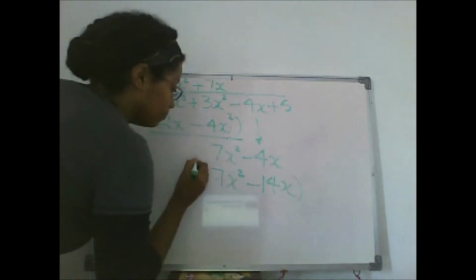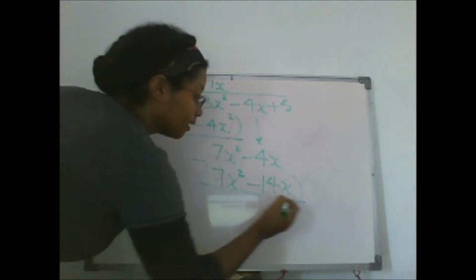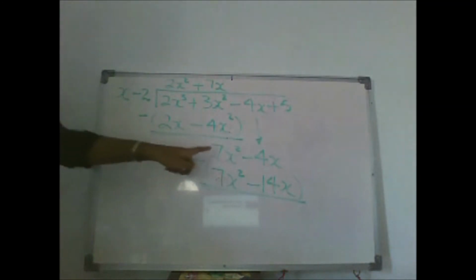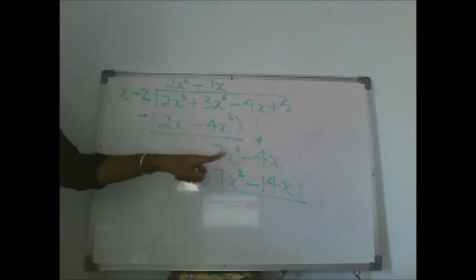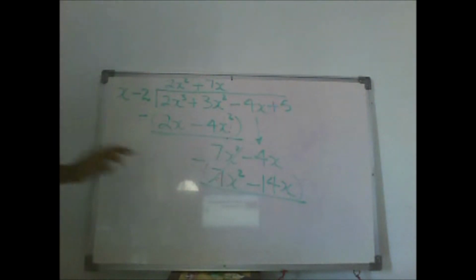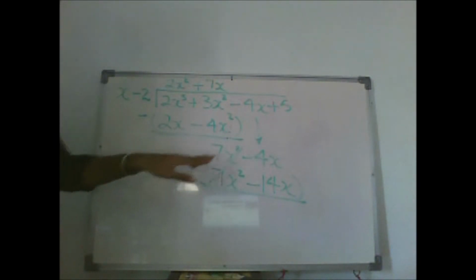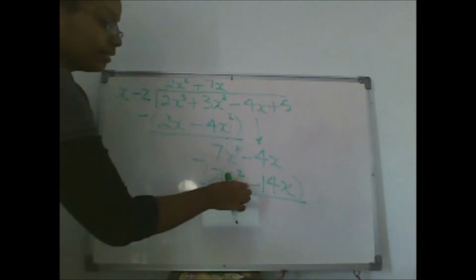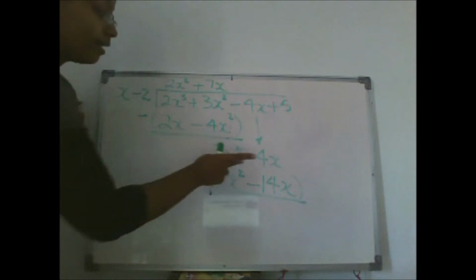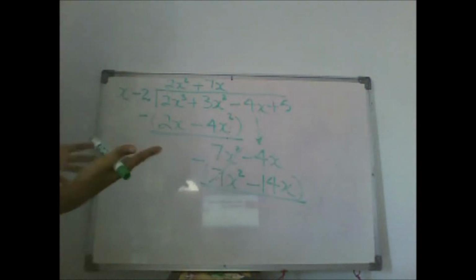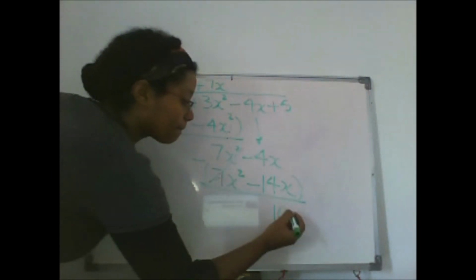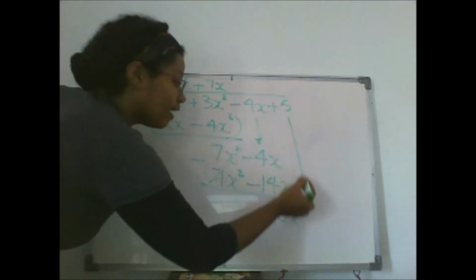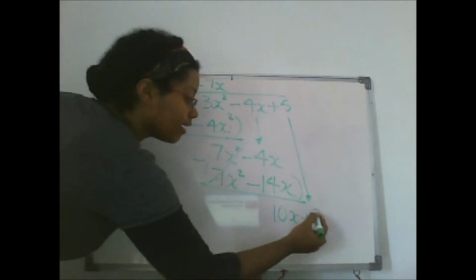We're going to carefully subtract. So 7x squared minus 7x squared gives us 0. And here we have negative 4x minus a negative 14x, and that gives us 10x, because a negative and a negative becomes a positive. So this is saying negative 4 plus 14, which gives us 10. So we have 10x. And then we bring down the 5, positive 5.